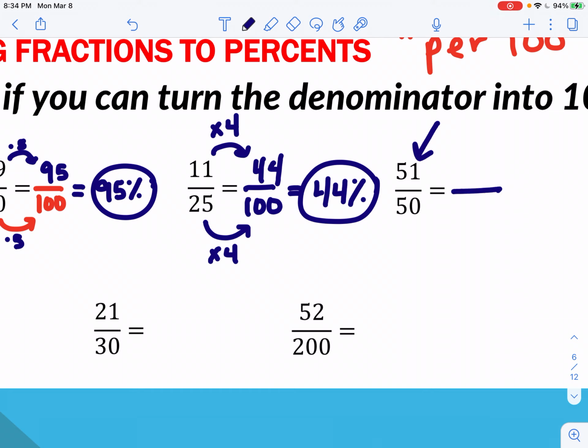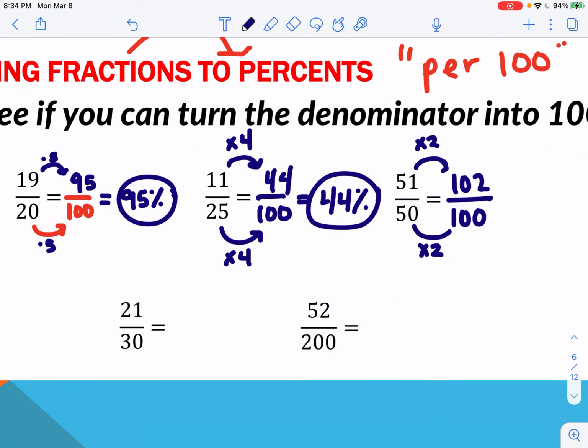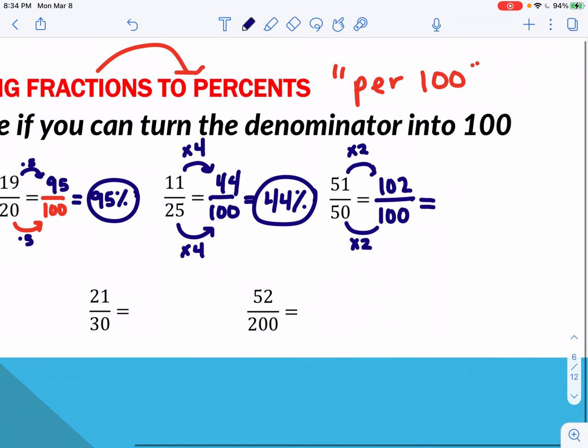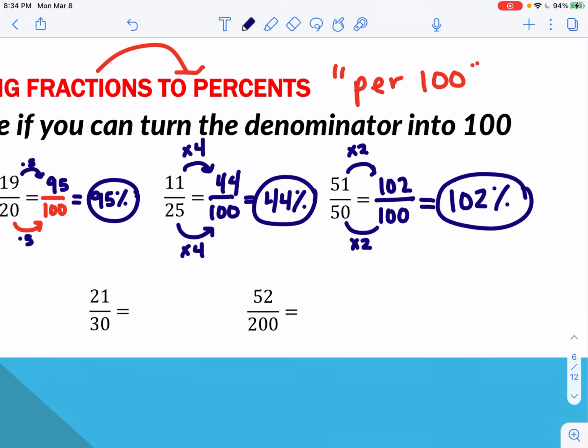So we're going to do the same thing. We're going to turn this into 100. We're going to multiply the top and the bottom by 2 in this case. And we have 102 over 100. And we're going to say that this is 102%. And although we typically like to say 100% is the highest we can be, remember we can always have over 100% or even a part of a percent. So get used to seeing ones that are over 100 and maybe a decimal as a percent.